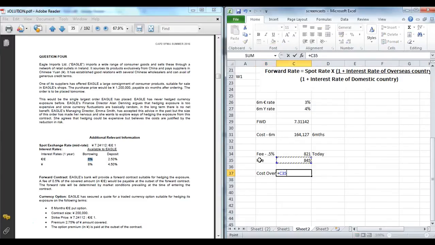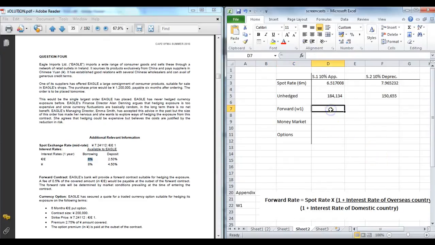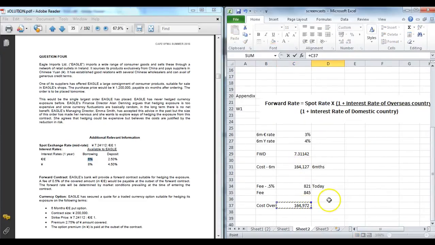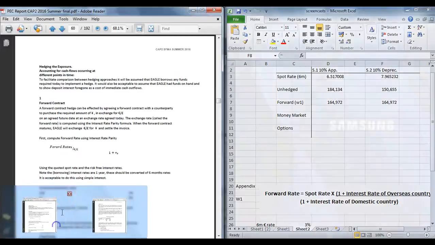So the total cost overall is the cost of 164 plus 845. So the total cost is about 164,972. So again, there might be small rounding between the suggested solution, but I wouldn't be overly worried as long as you have the approach correctly. And the key point is here that 164,972 is the same for both scenarios. So that's why, and the examiner is very explicit here, and look at the feedback they gave.